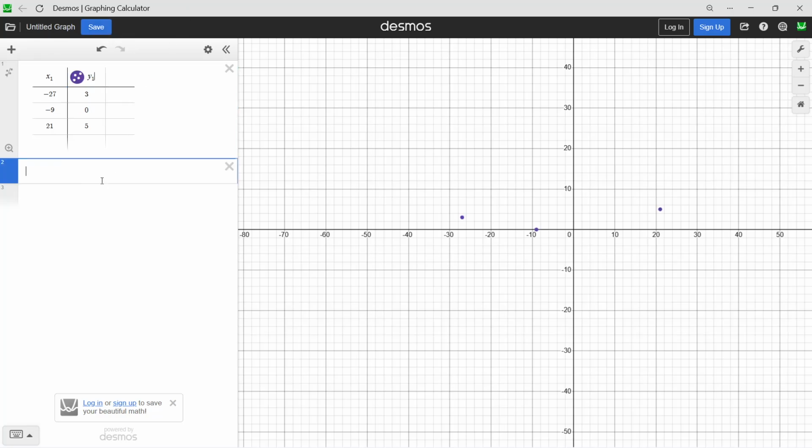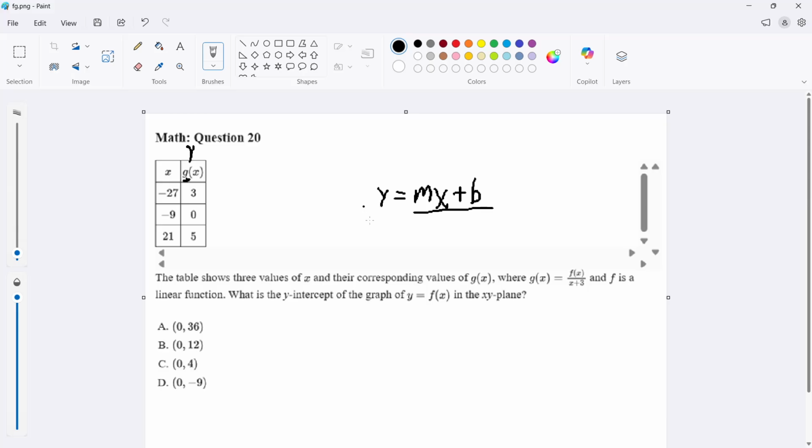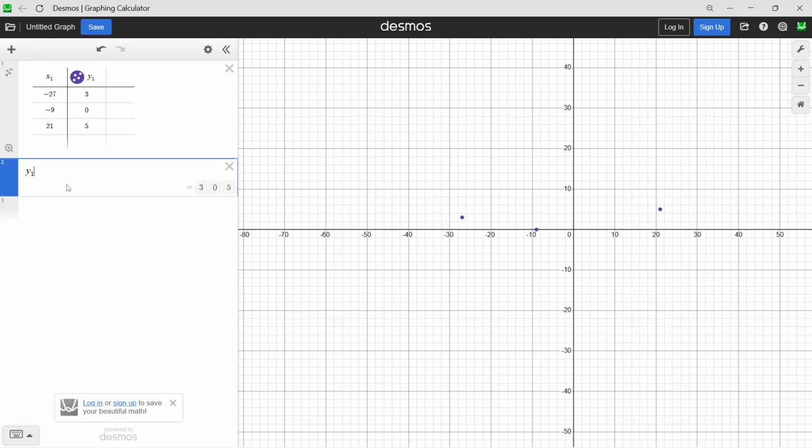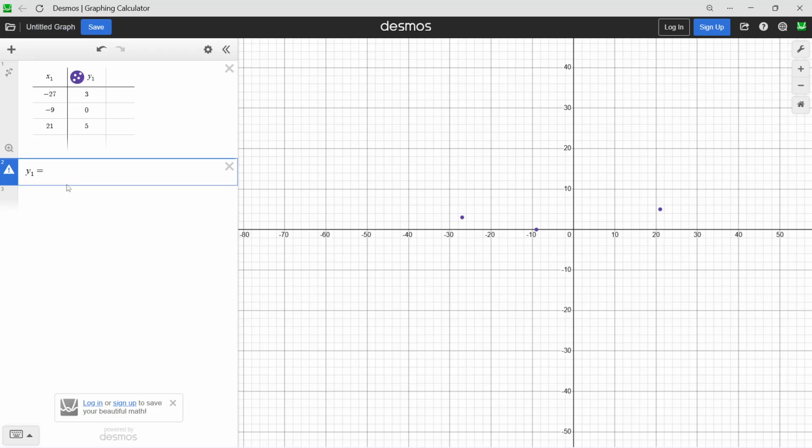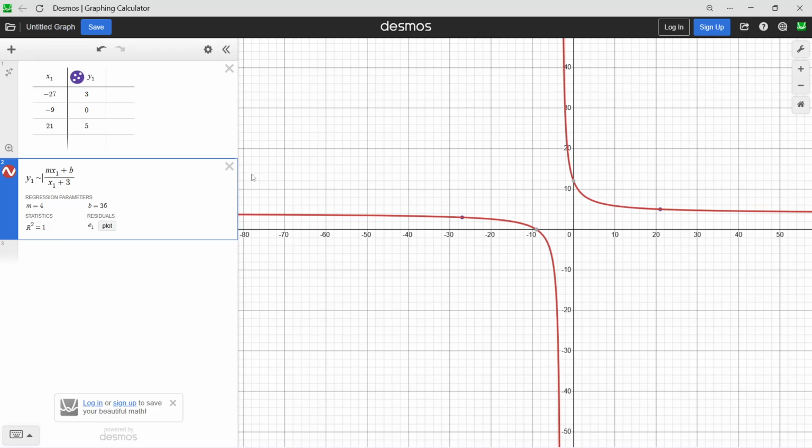And then, if I make my function, instead of using g of x equals, I'm going to put y1. This is the g function, equals. And then I'll put f of x, but I'm not going to call it f of x. I'm going to call it mx1 plus b. And then there's one other thing I have to change here. You may already know it, x1 plus 3. And I can't do equal. I have to do tilde, so it knows to make a regression.